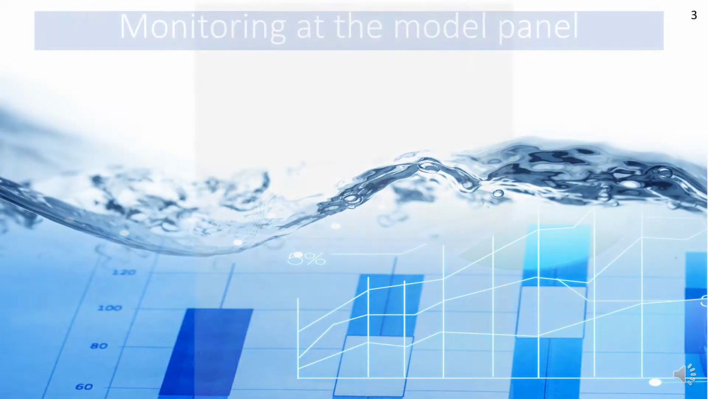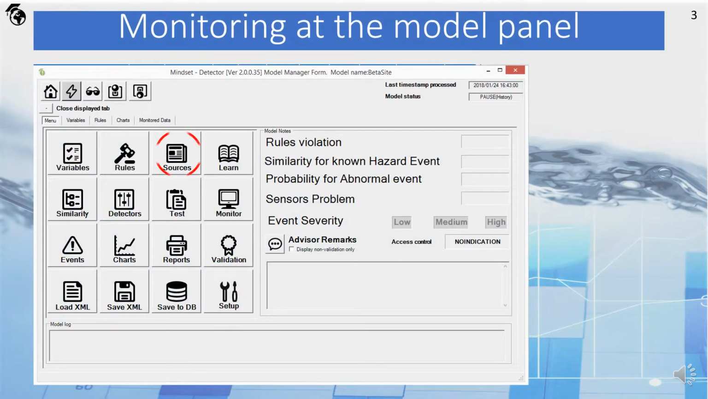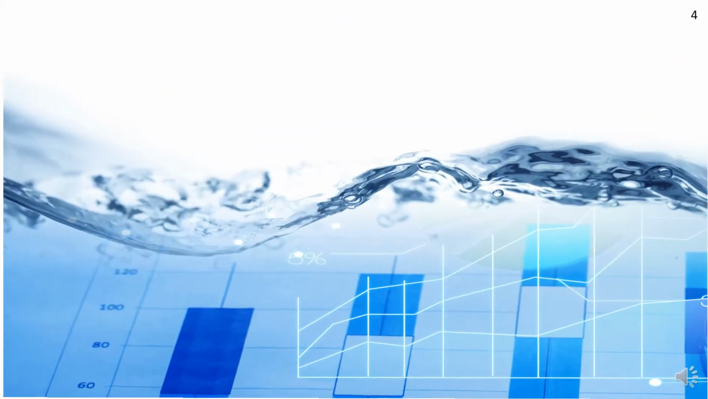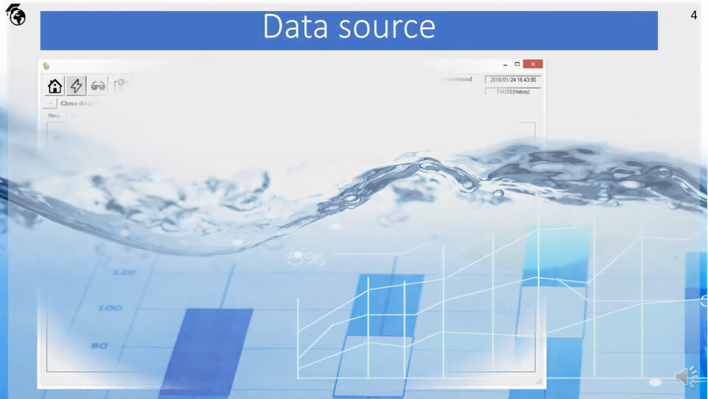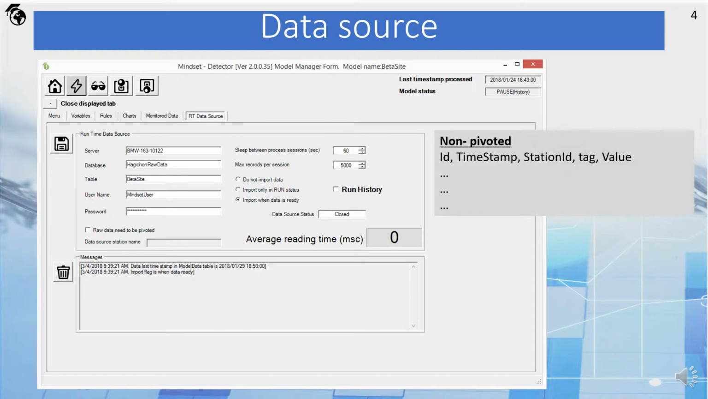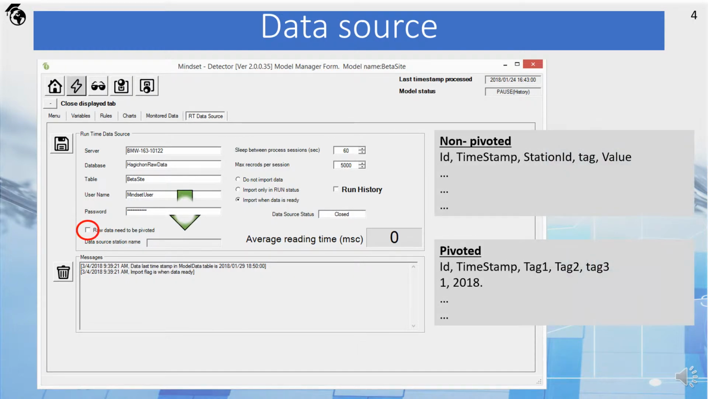Let's start with how to read data in real time from an external source, in order to process the data using the model's logic. Click on the Source button in the Model panel in order to get into the source definition. In the source definition you will find a list of fields already explained in video number 8. In this video we will only deal with the differences between pivoted and non-pivoted data sets.